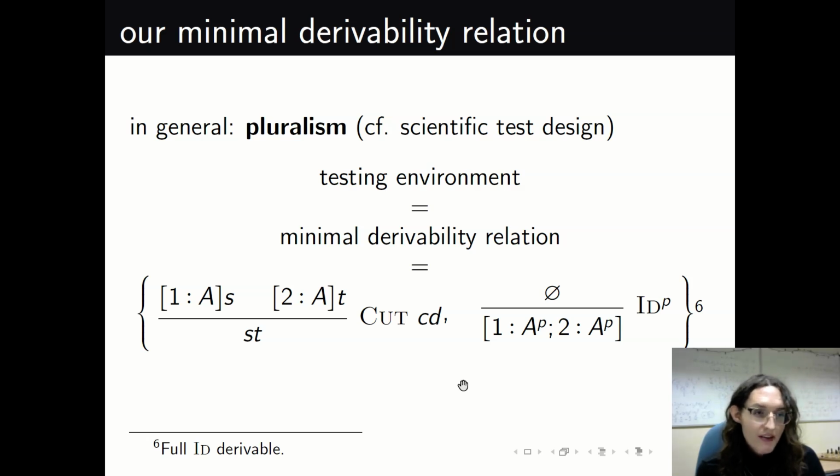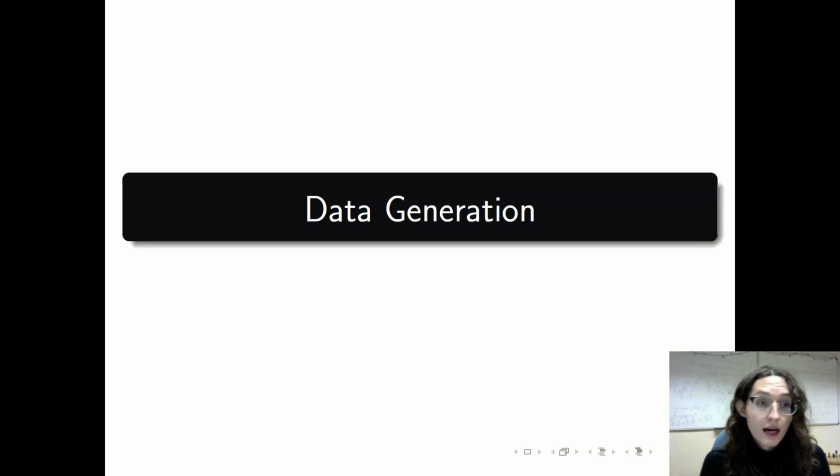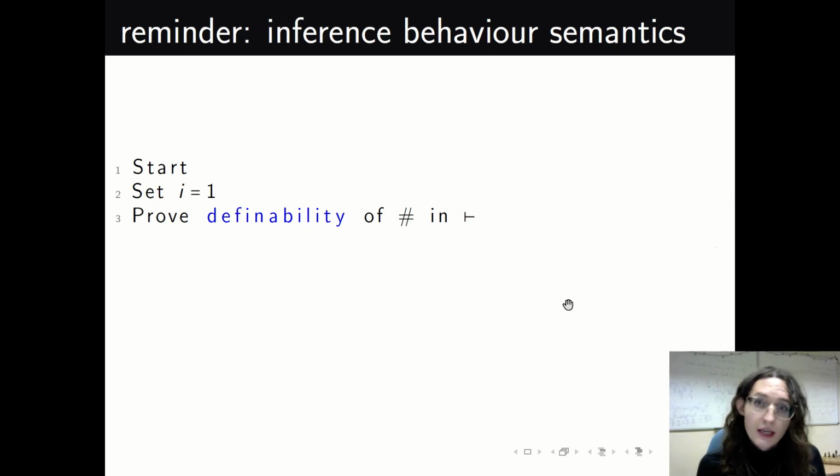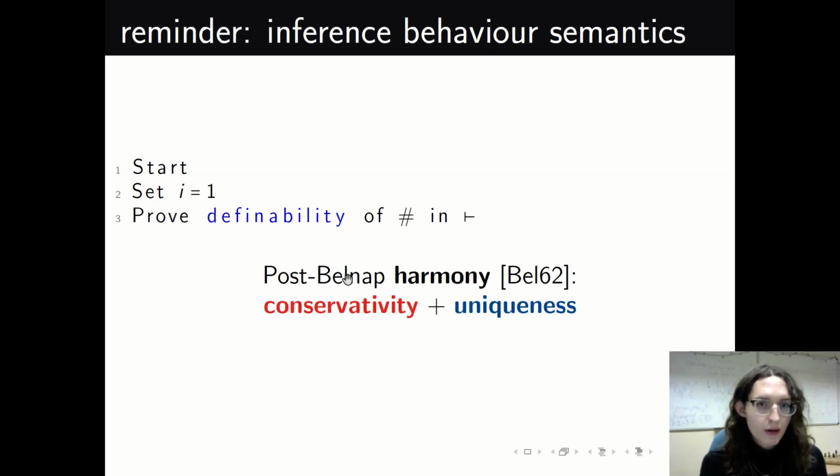Now let's put everything together and put it into action. How do we generate the data for our measurement of meaning? Let's go back to the simple measurement algorithm we looked at earlier. We said we need to take our candidate connective as defined by its operational rules, add it to a minimal derivability relation, and then prove definability. We also said we'll be using a specific notion of definability, namely post-bound-up harmony, conservativity, and uniqueness to check for definability.